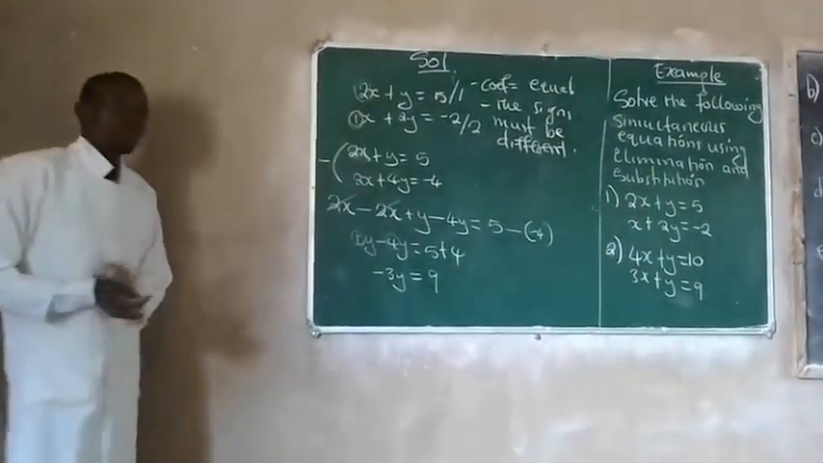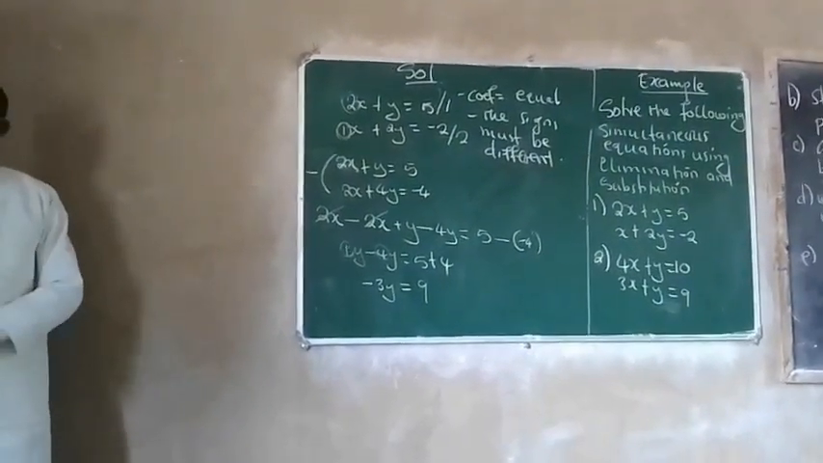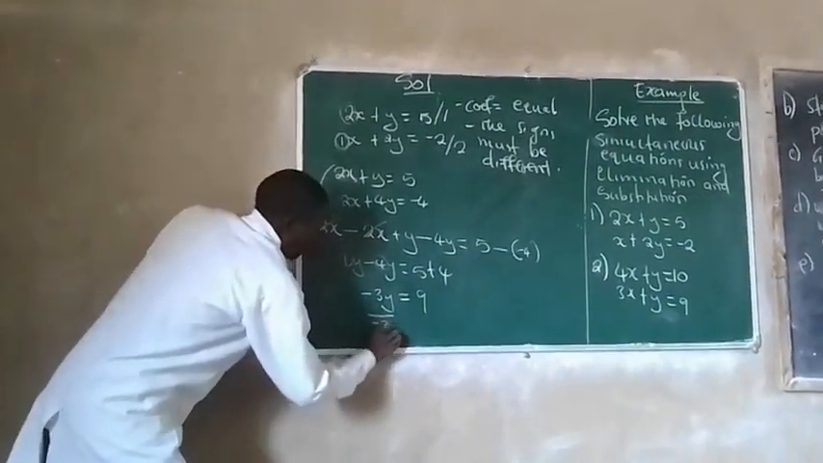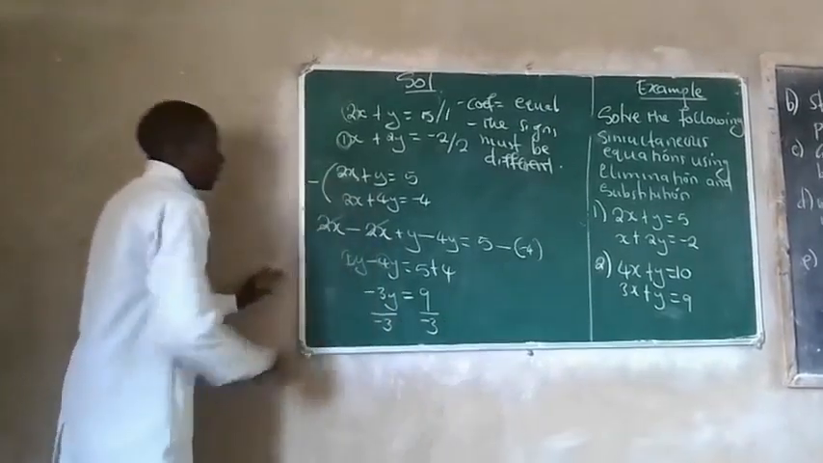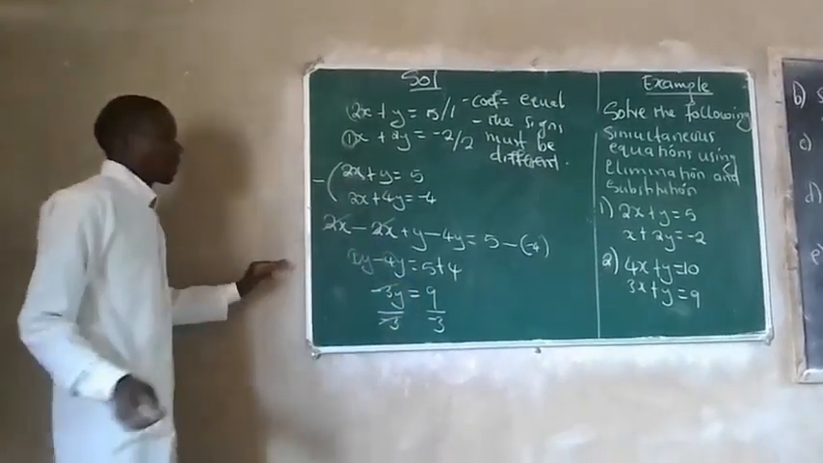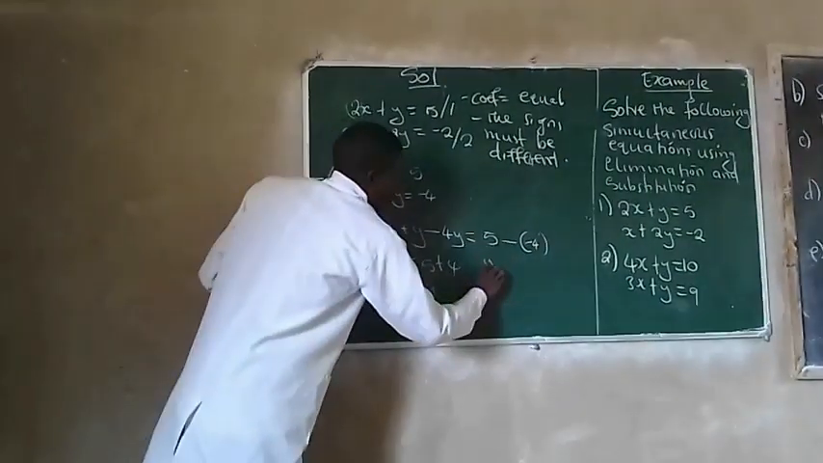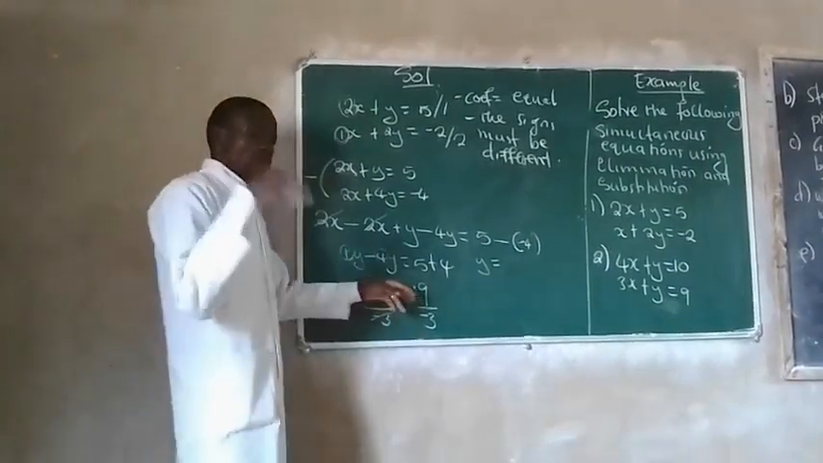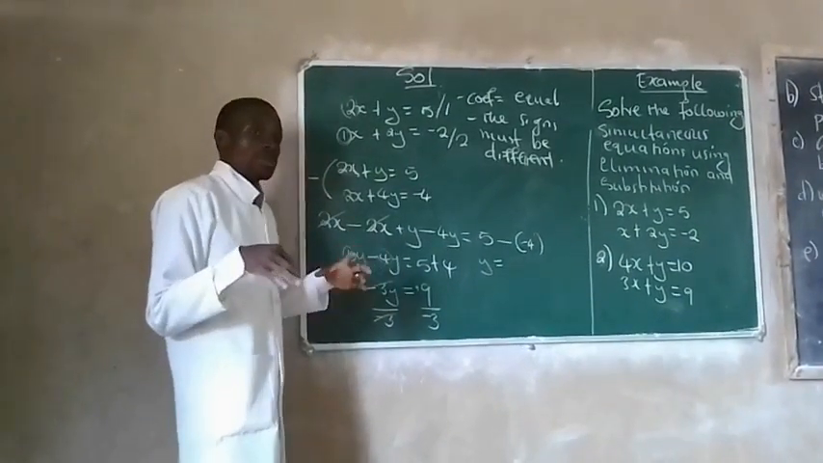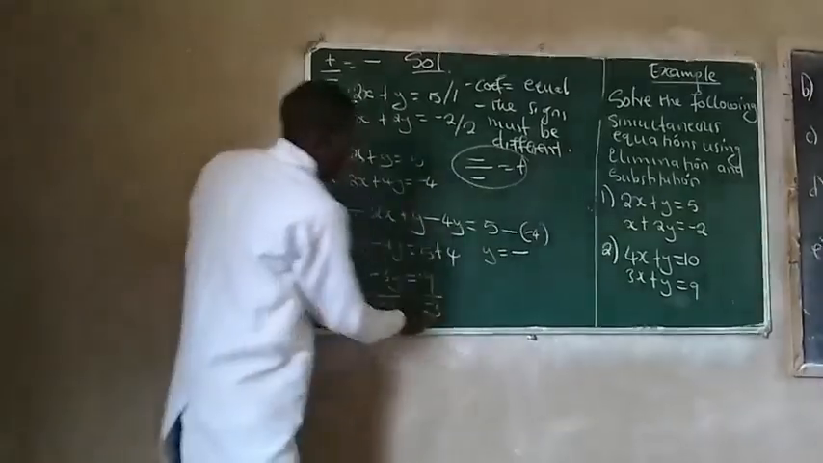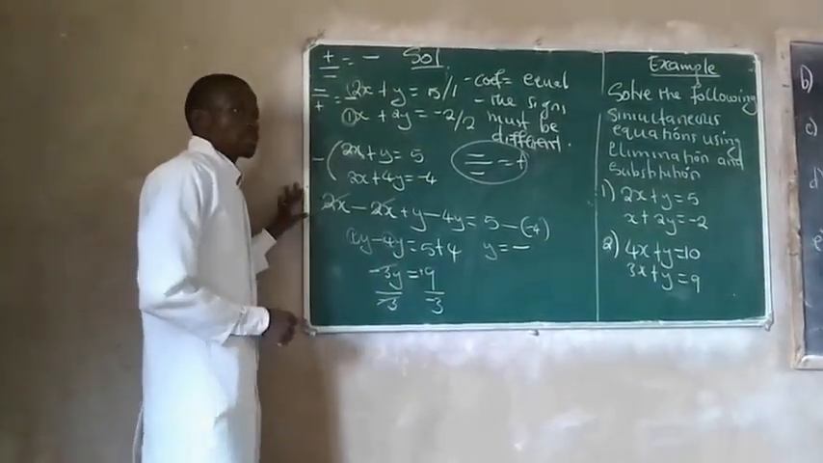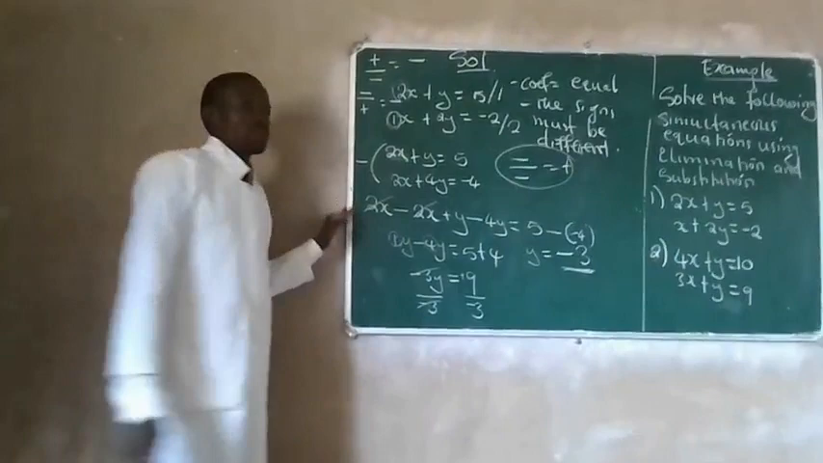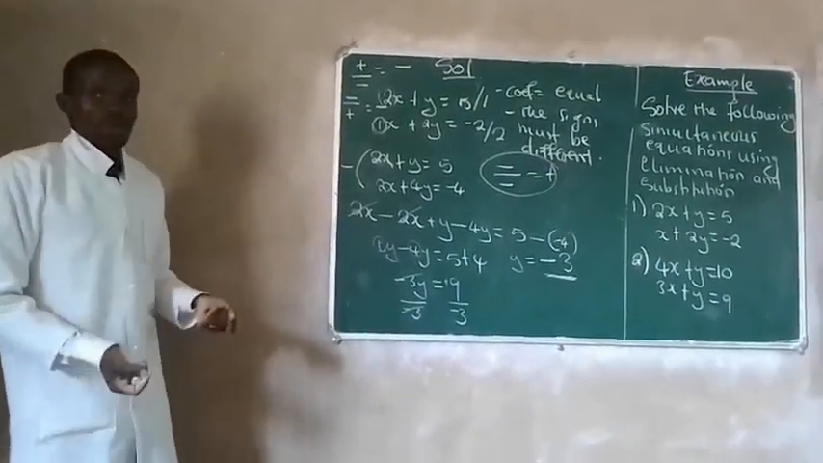Then at that level, what do we do? We make y the subject by dividing throughout by negative 3. So negative 3 and negative 3 cancel out. Our answer now is going to be y equal to, negative into positive, negative. So always when you are dividing a positive number by a negative number, it is always negative. Then 3 into 9, how many times? So our value of y is equal to negative 3.